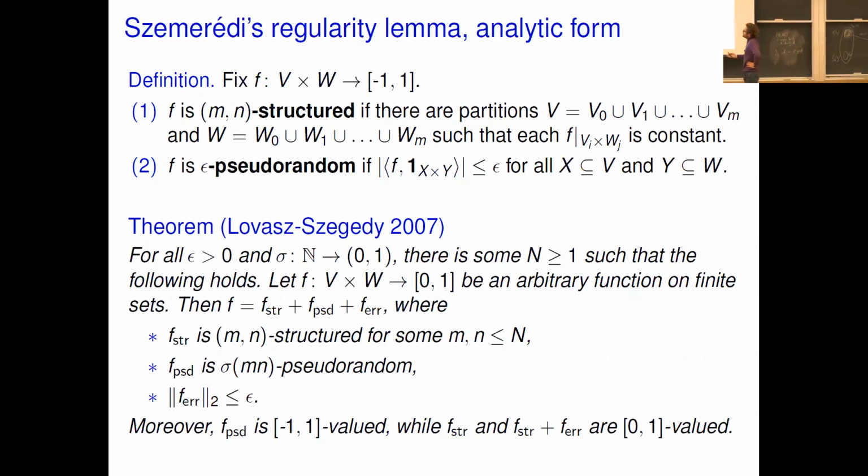So if you're thinking of graphs, this is representing like the partition. This is representing all of the regular pairs. And this is representing essentially the irregular pairs with some tweaks. Okay.